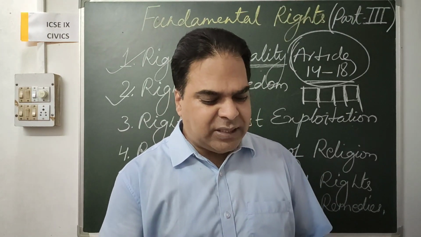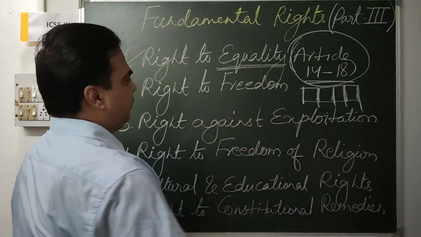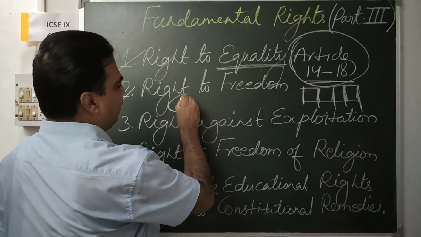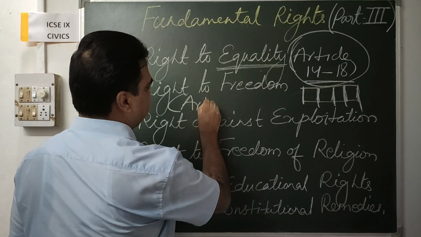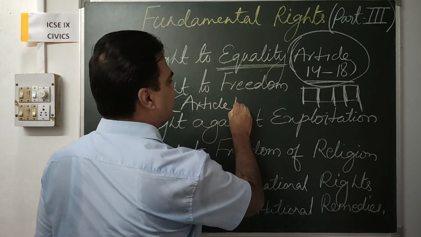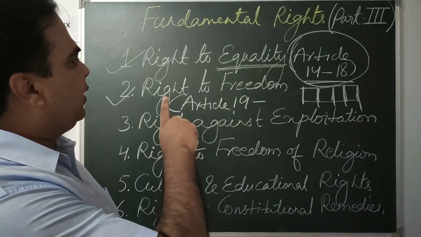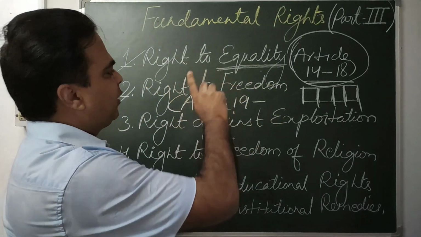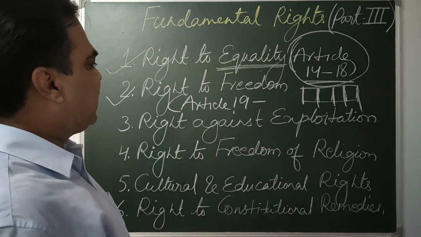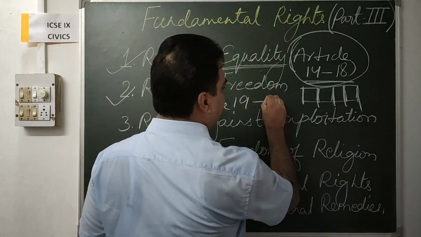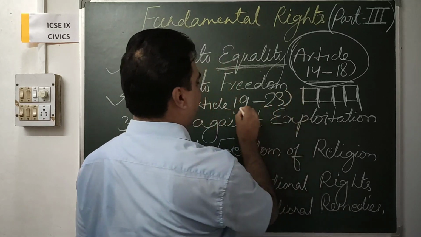Okay. So now let us discuss the right to freedom. I'll write it over here. Right to freedom. Up to Article 18 we have done. Articles 14 to 18 are about the right to equality. The next one is Articles 19 to 23.